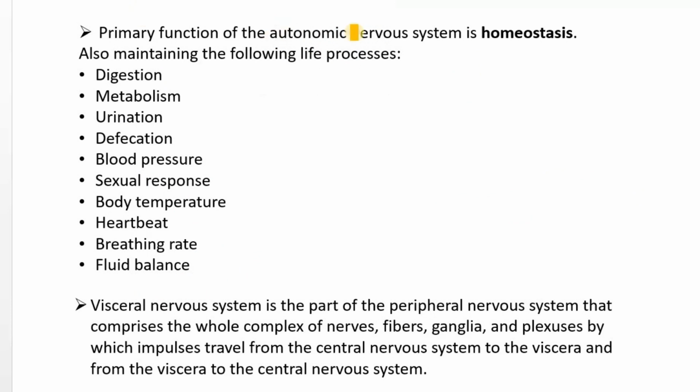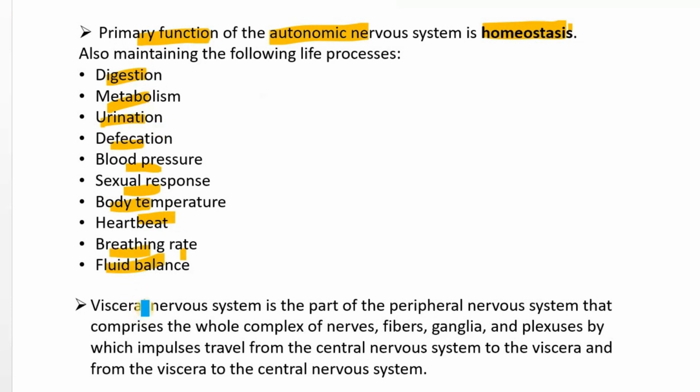तो जो हमारा autonomic nervous system है, इसका primary function है homeostasis maintain करना, and also the autonomic nervous system maintains several vital life processes like digestion, metabolism, urination, defecation, blood pressure, sexual response, body temperature, heartbeat, breathing, fluid balance.